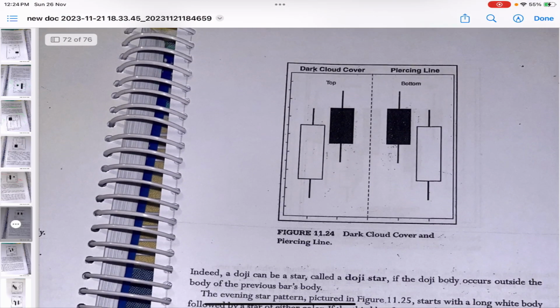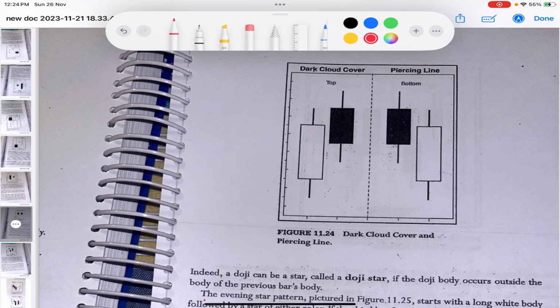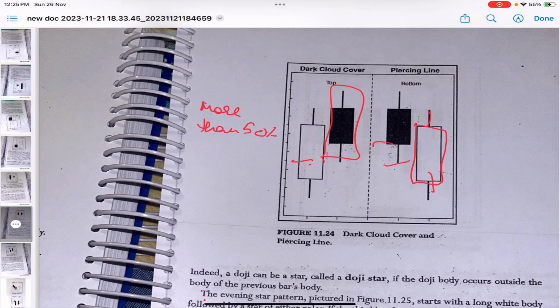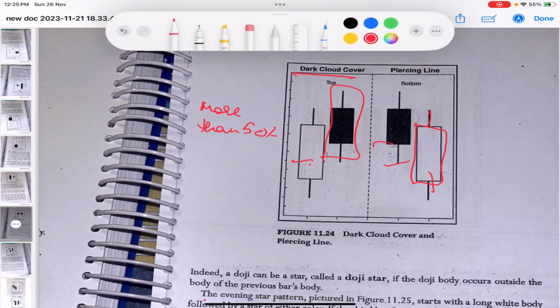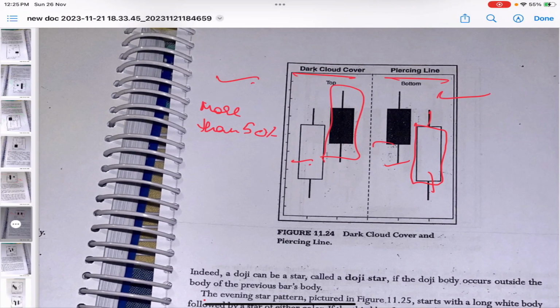Okay, now we have a dark cloud cover or piercing line. Now what exactly is a dark cloud cover or a piercing line? If you look at the chart, you can see that the next particular candle covered more than 50% of the range, and it's of the other color. Here again more than 50% of the range and the other color. So this is a piercing line, and this is a dark cloud cover. And this is a dark cloud cover, and this is a piercing line.